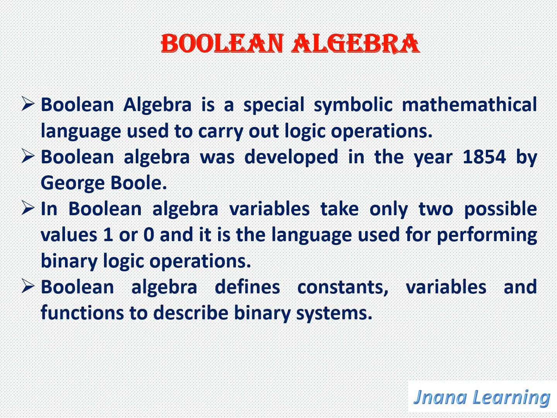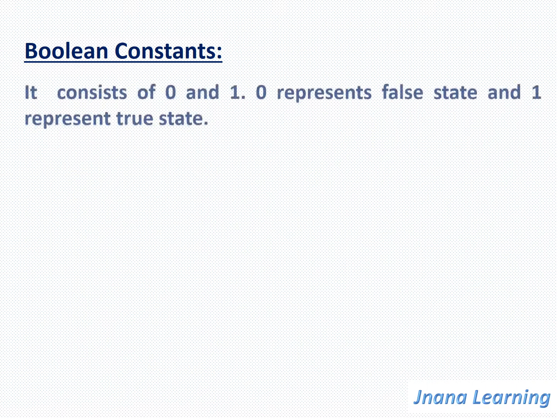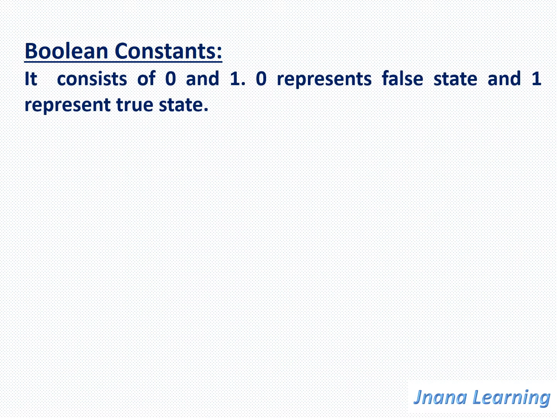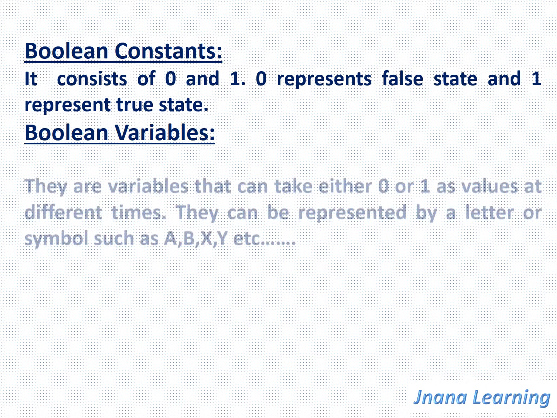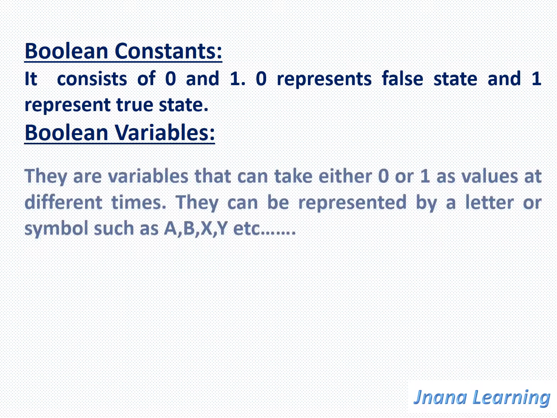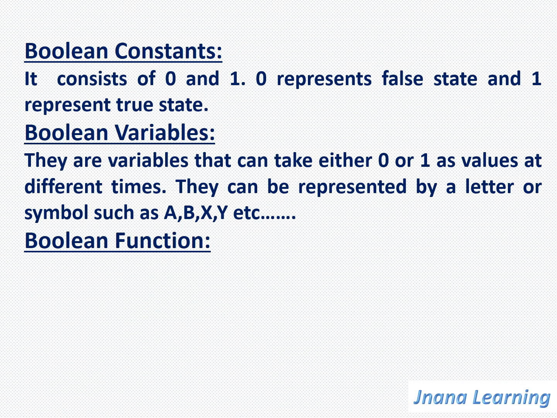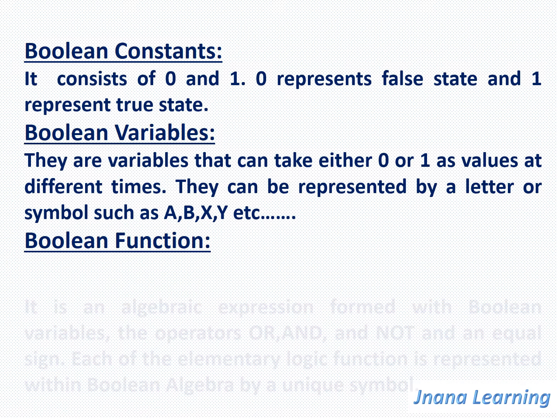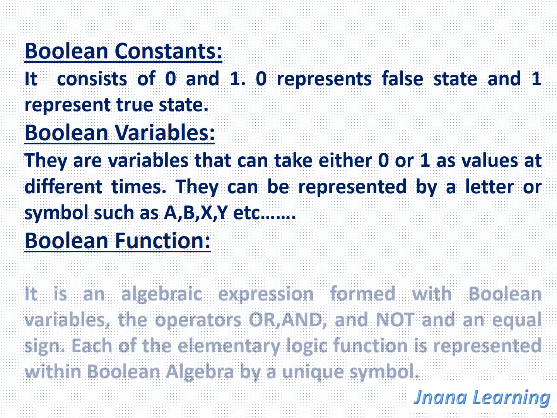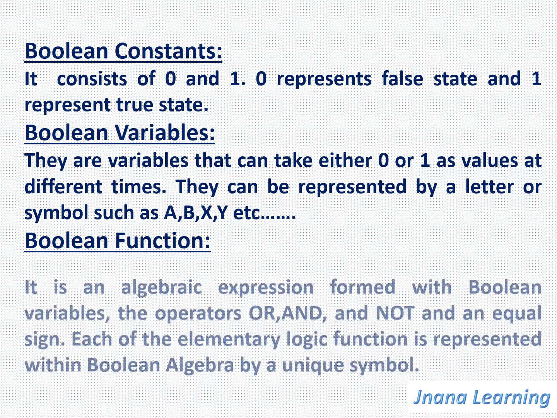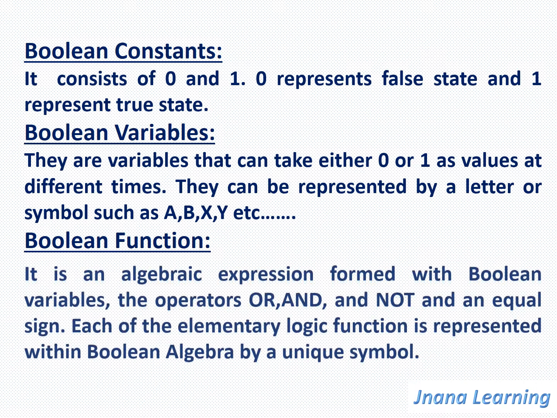So we will see what a Boolean constant is. There are two constants, one is 0 and the other is 1. 0 represents the false state and 1 represents the true logic state. Coming to Boolean variables, they are similar to the other variables we commonly use. These variables take either of two values, 0 or 1, at different times, and can be represented by symbols such as A, B, X, Y, etc. The third one is the Boolean function. It is an algebraic expression formed with Boolean variables, the operators OR, AND, NOT, and an equal sign. Each elementary logic function is represented within Boolean algebra by a unique symbol. So that's about Boolean constant, variable and function.